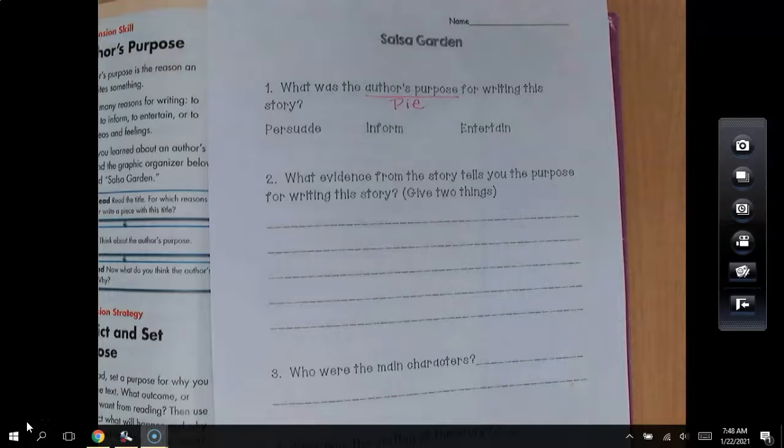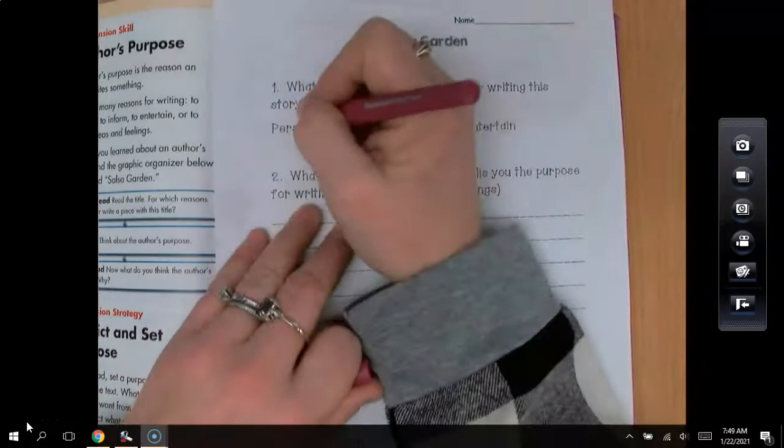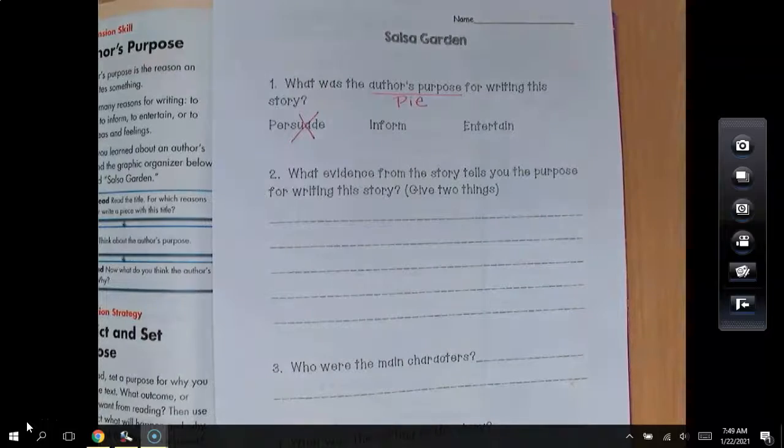I don't think so. I never heard the author in the story say, oh, please do this, go out and do this now, or buy this salsa. So the author wasn't trying to persuade us to do anything. So I don't believe it is persuade.